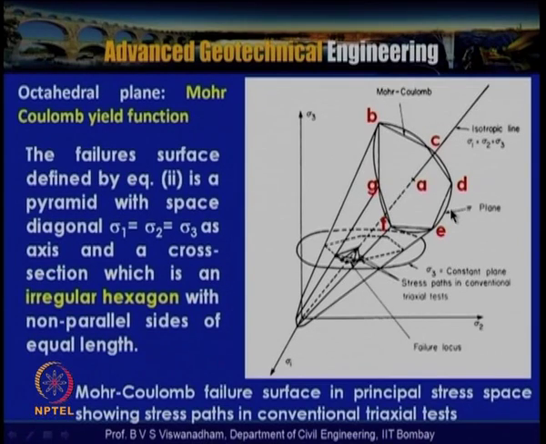So this is the more general form of the Mohr Coulomb failure condition. It represents a pyramid with the space diagonal sigma 1 equal to sigma 2 equal to sigma 3 as axis, and a cross section which is an irregular hexagon with non-parallel sides of equal length.